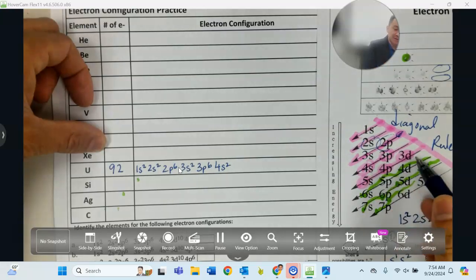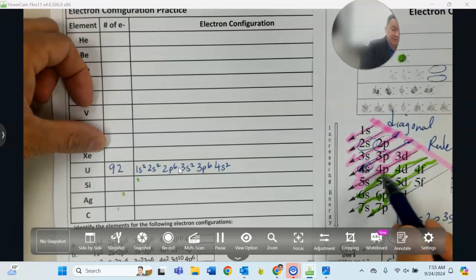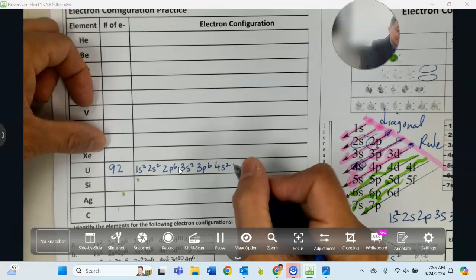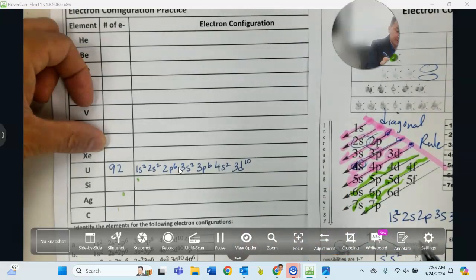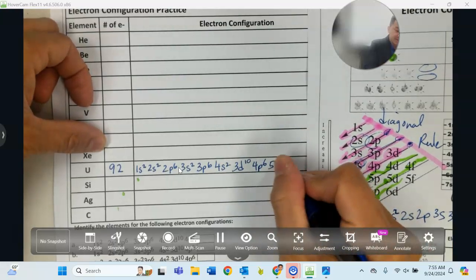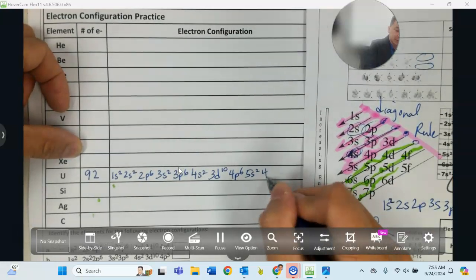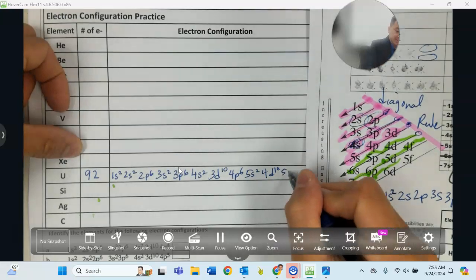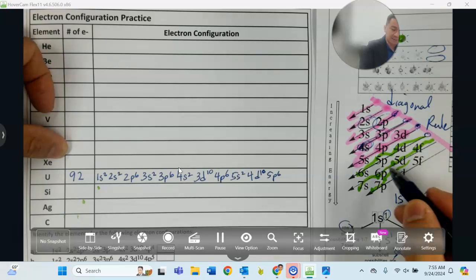After 4s, remember, if you're reading diagonally, left to right it would be 4p, but no, we have to go back to the line. It's 3d after 4s, which is 3d10. 4p6. 5s2. Go back to the line. 4d10. 5p6. It's 92, so I'm going to go for a little bit. I'm going to add up a little bit.